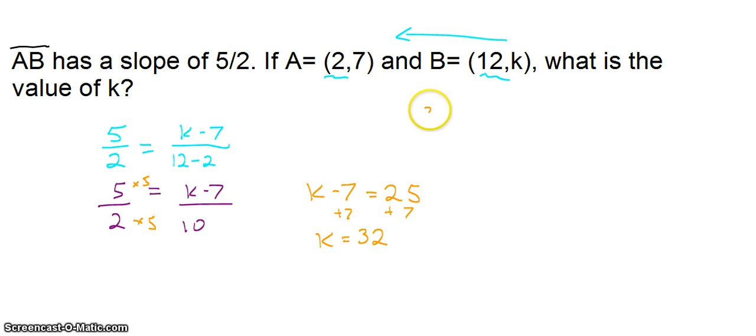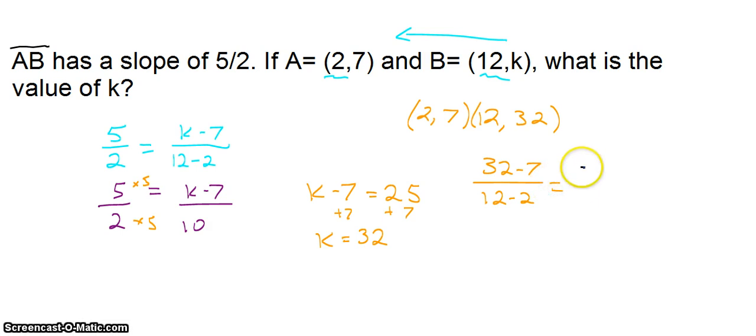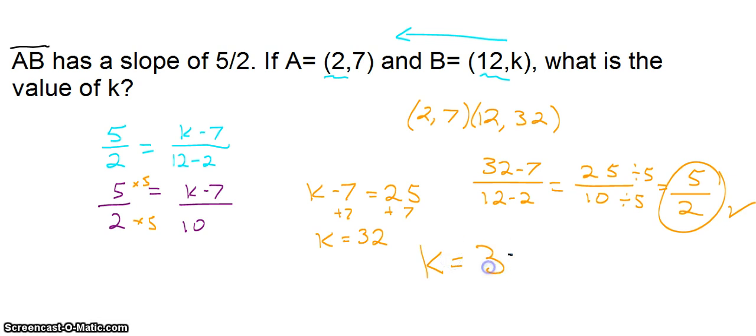And I can always check that. So I have (2, 7) and (12, 32). Let's make sure I get that 5 over 2, because if you have extra time when you're taking a quiz or test, it's always good to know whether or not you have the right answer. So let us take 32 minus 7 and 12 minus 2. So 32 minus 7 is 25 all over 10. I know that 5 goes into both of those. So I have 5 over 2. So my k value is 32.